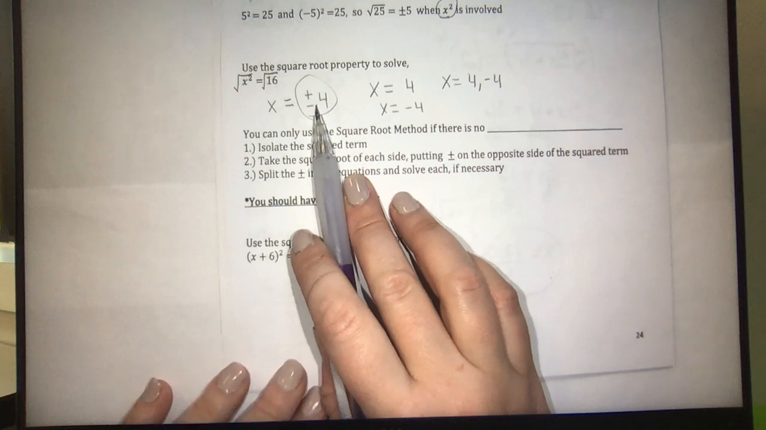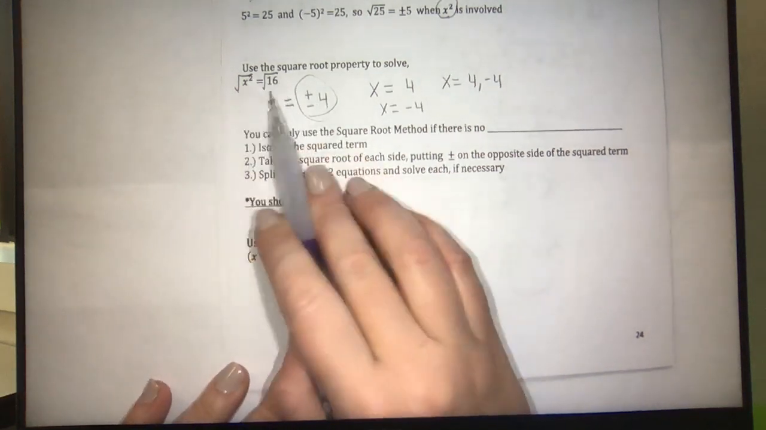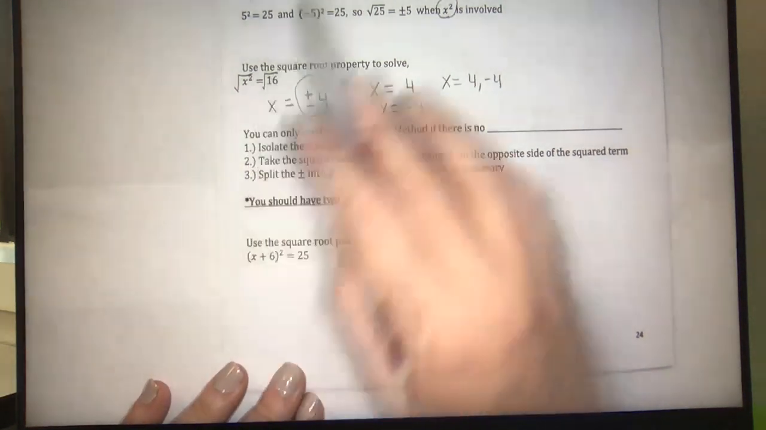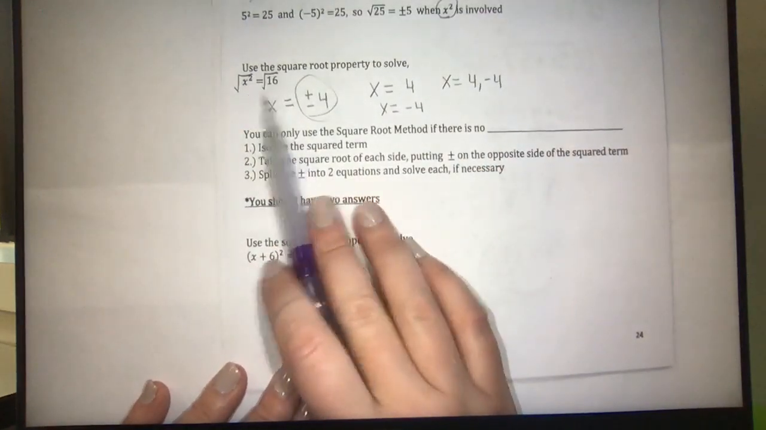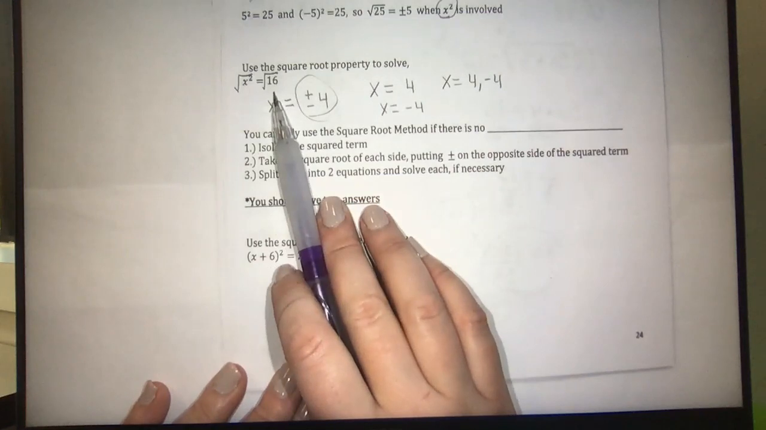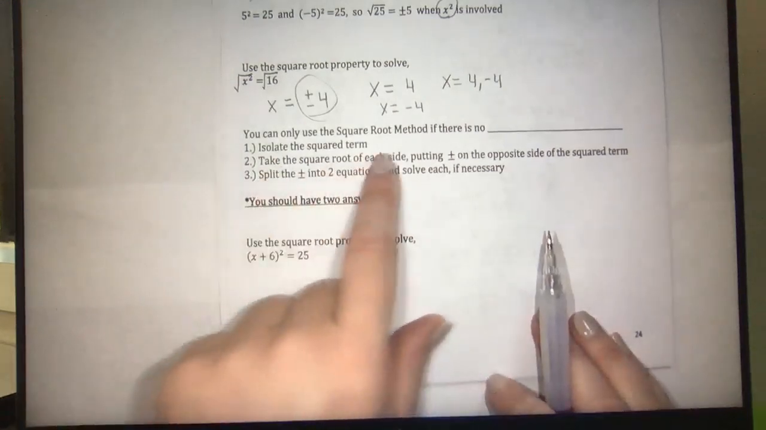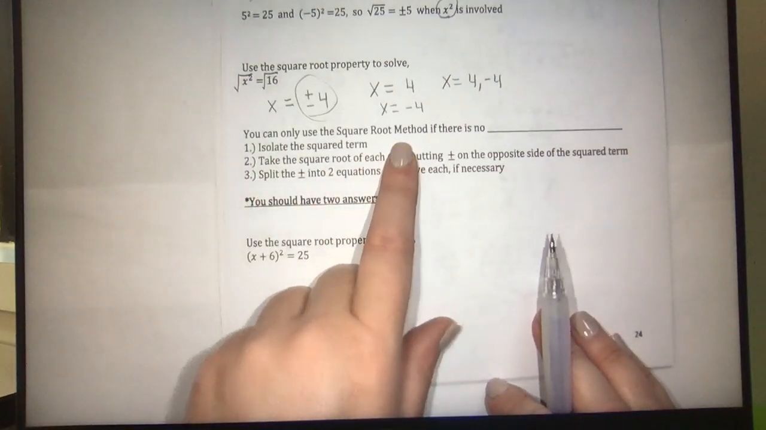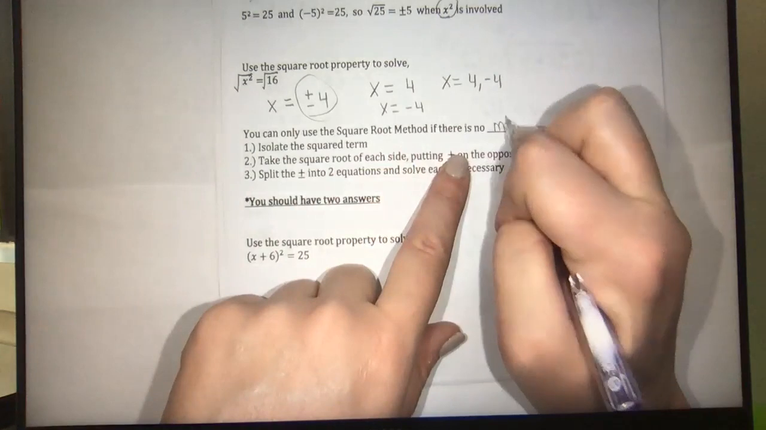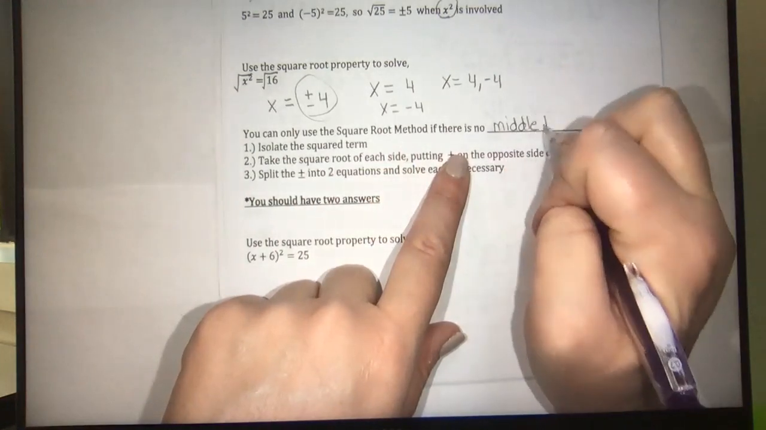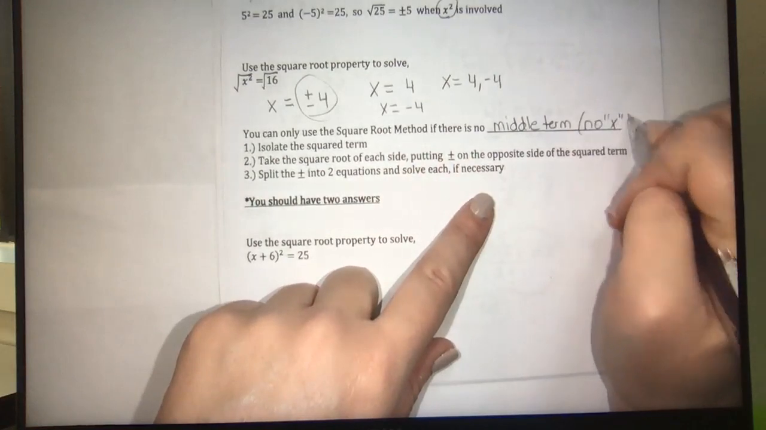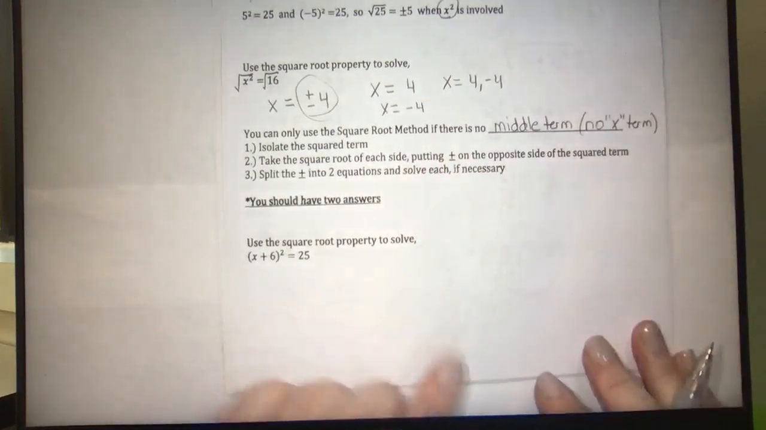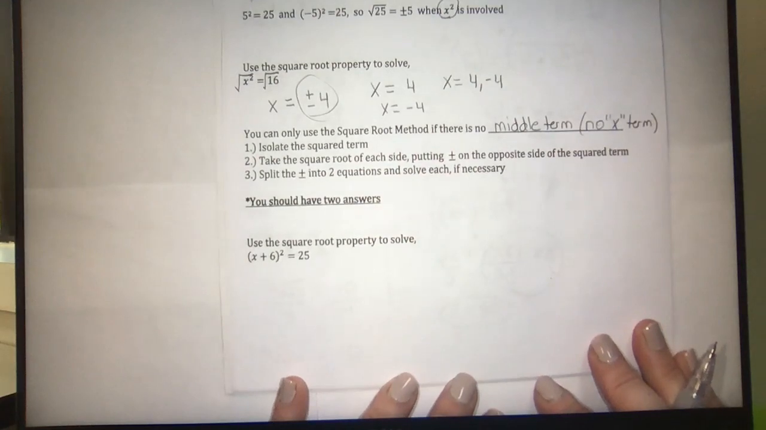Okay. All right, so look at what I was missing here. I had a squared term and I had a constant term. Who was missing out of my quadratic equation? Yeah, the b, the regular old x, right? So you can only use the square root method if there is no middle term, or no x term. Okay, that's the only time you can use it.